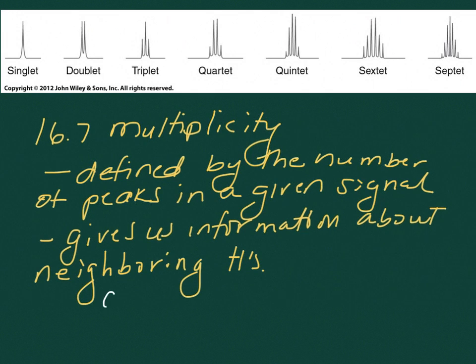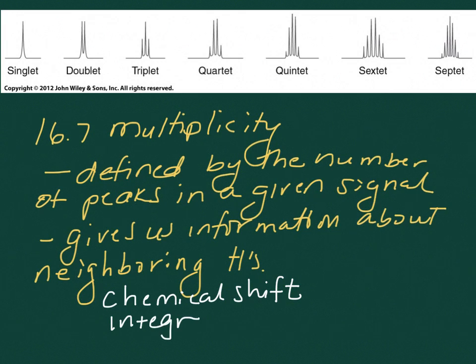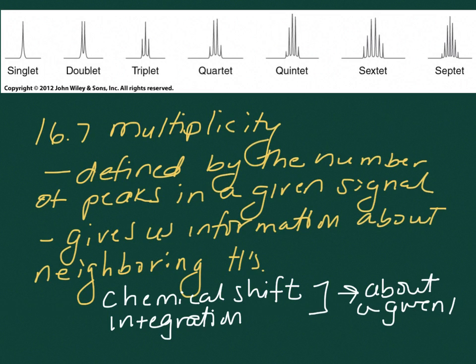The chemical shift and the integration gives us information about a given hydrogen. The multiplicity will give us information about the neighboring hydrogens. Please keep this in mind.